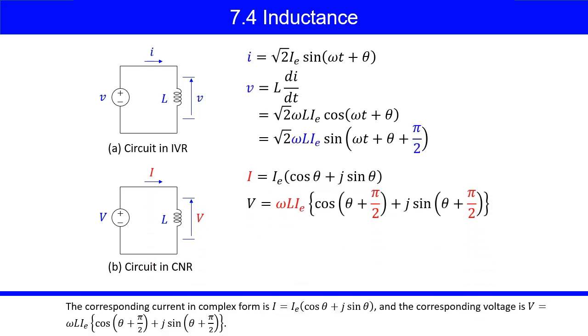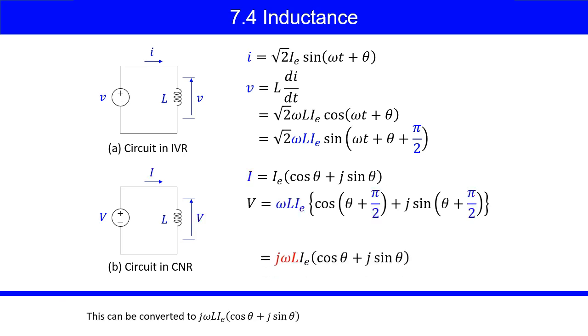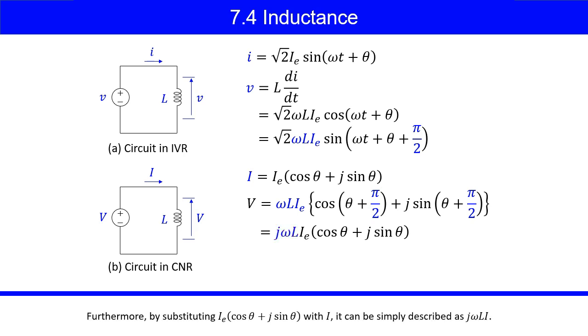The corresponding current in complex form is I equals Ie times (cosine theta plus j sine theta), and the corresponding voltage is V equals omega L Ie times (cosine(theta plus pi over 2) plus j sine(theta plus pi over 2)). This can be converted to j omega L Ie times (cosine theta plus j sine theta). Furthermore, by substituting Ie times (cosine theta plus j sine theta) with I, it can be simply described as j omega L I.